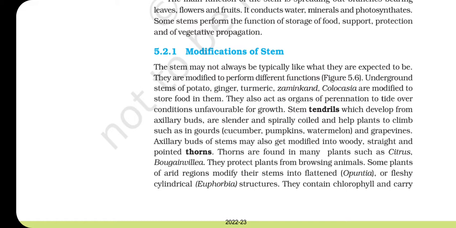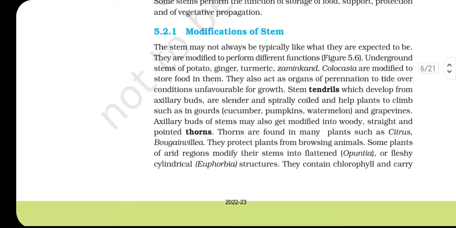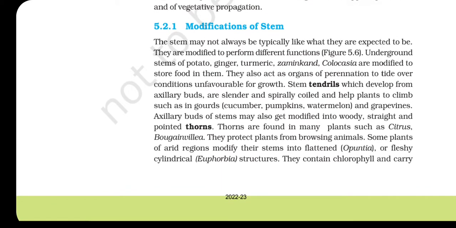Stem tendrils, which develop from axillary buds, are slender and spirally coiled and help plants to climb, such as in gourd, cucumber, pumpkin, watermelon, and grapevine. Axillary buds of stem may also get modified into woody, straight, and pointed thorns. Thorns are found in many plants, such as citrus, bougainvillea. They protect plants from browsing animals.